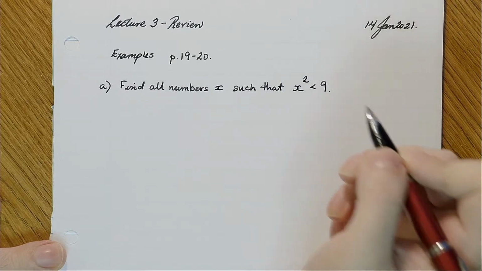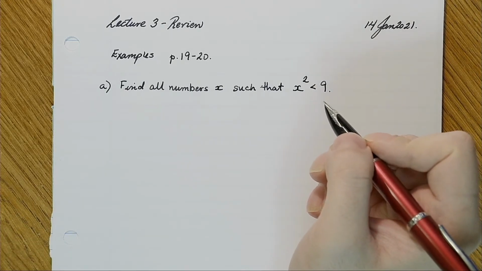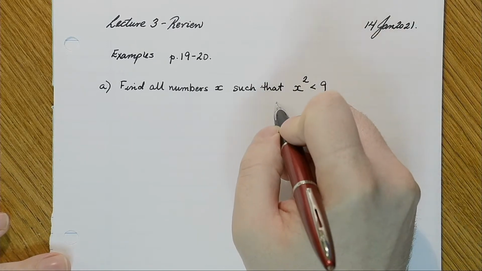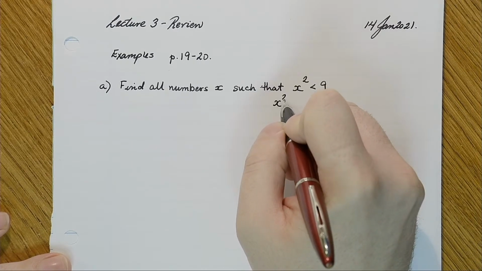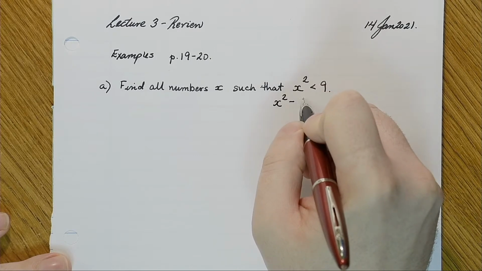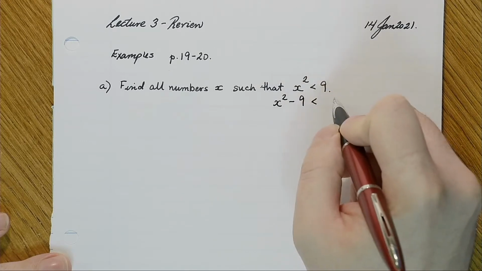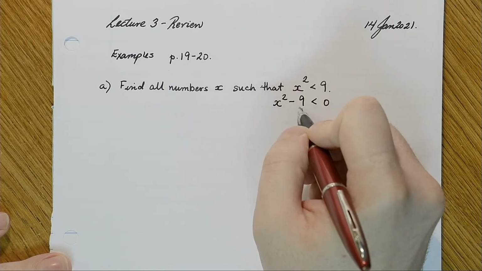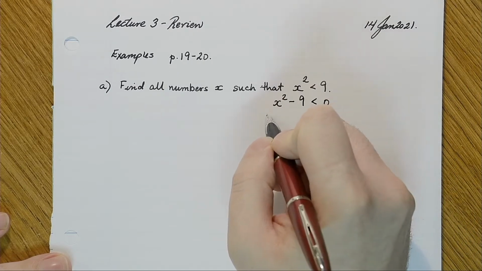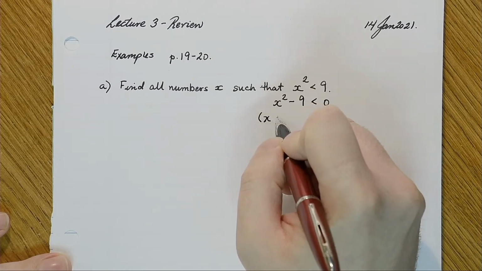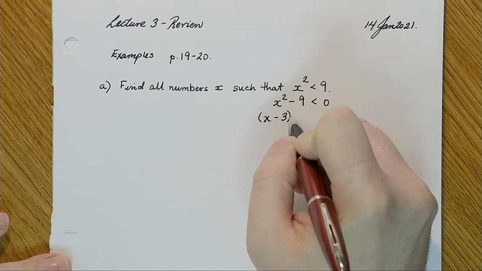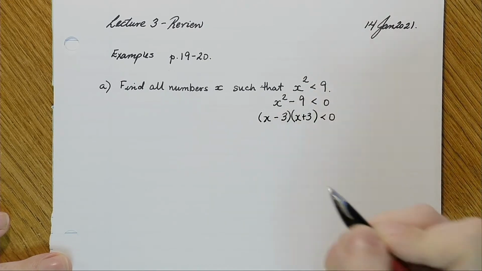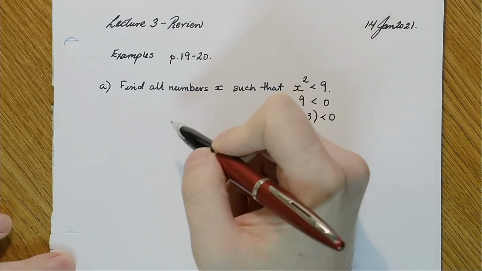Now, a way that we can do that is reduce it back to how we were solving inequalities before, with 0 on the right-hand side. So we could bring that 9 to the left-hand side, so it becomes a negative 9. We have x squared minus 9, and we see that's a difference of squares, so we can factor that. So I get x minus 3 and x plus 3.